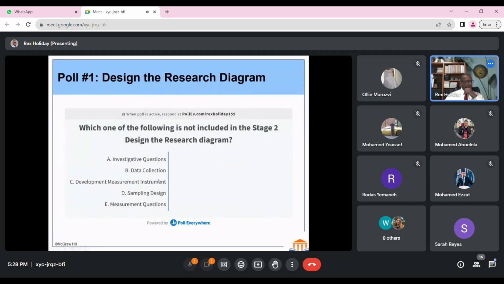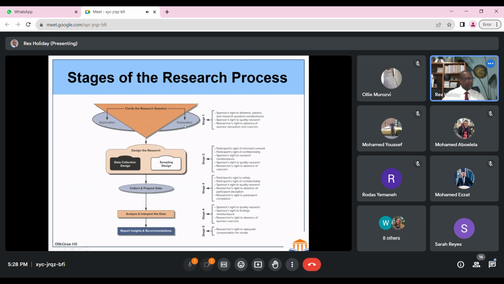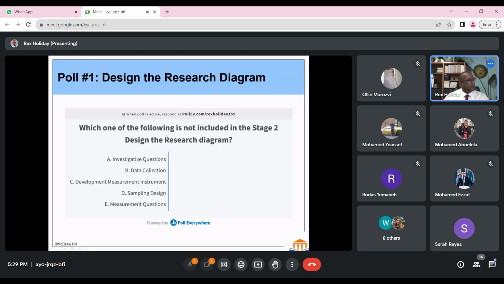Okay, so which one of the following is not included in the stage 2 design? The research diagram, investigative questions, data collection development, measurement instrument, sampling design, measurement questions. So let's look at that. Which one of the following is not included in stage 2?